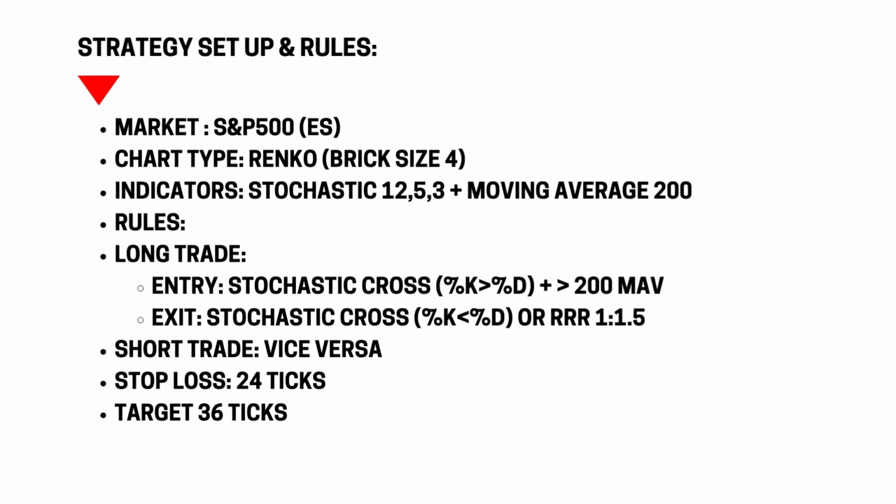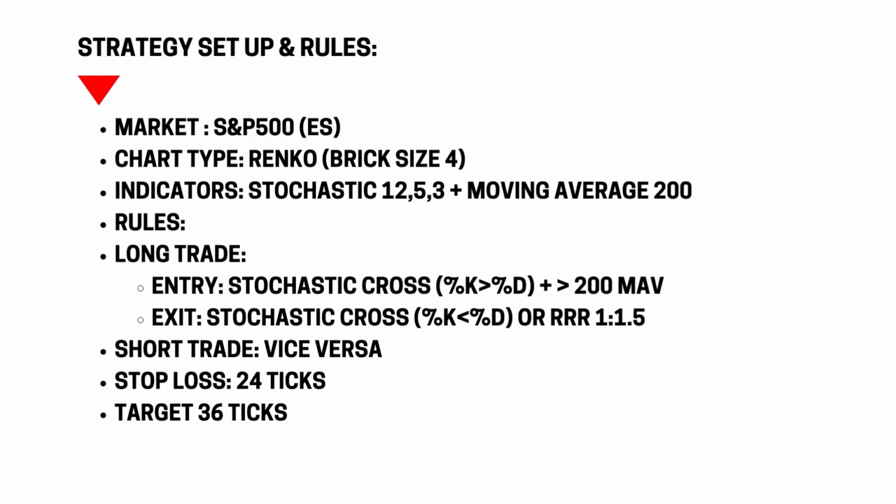So where do we actually start? We're going to start with the strategy setup and rules. I'm going to do this strategy on the S&P 500. The ES is the ticker there. Brick size of 4. Indicators, I'm just going to use a stochastic 12, 5, 3 and the moving average of 200.